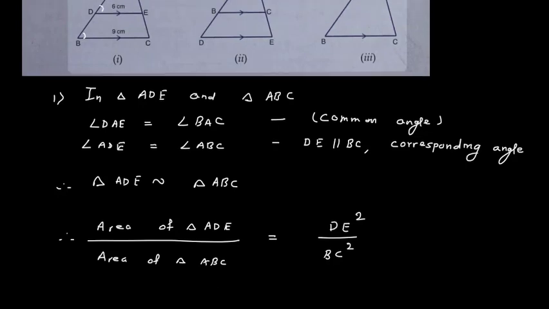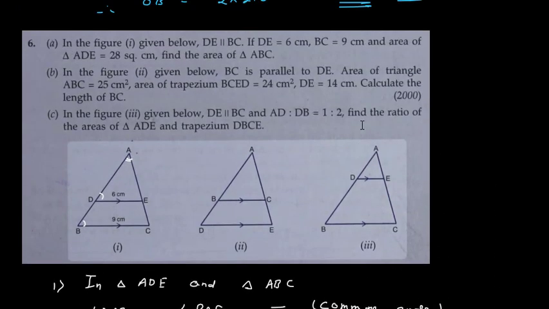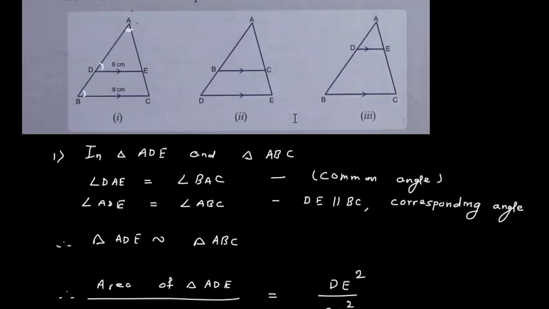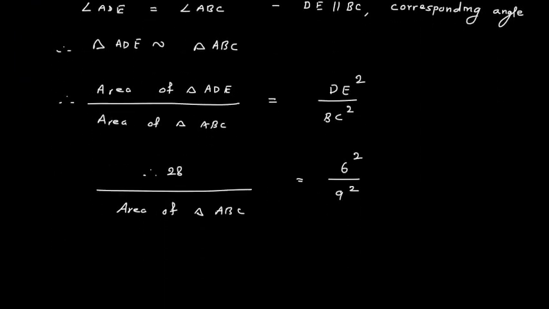So the area of ADE is already given, it is 28. Therefore 28 divided by area of triangle ABC is equal to DE squared upon BC squared. The value of DE is 6 and BC is 9, so 6 squared upon 9 squared, that is 6 upon 9 the whole square. 3 2s are 6, 3 3s are 9, so 2 upon 3 the whole square.